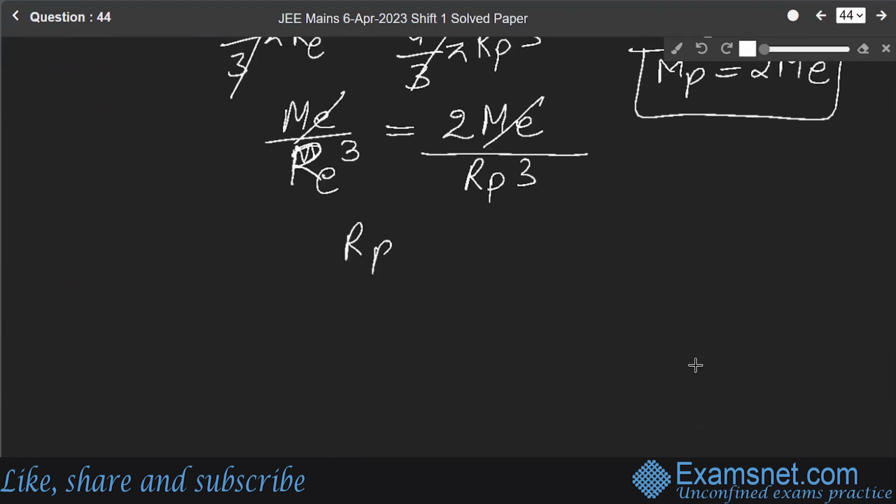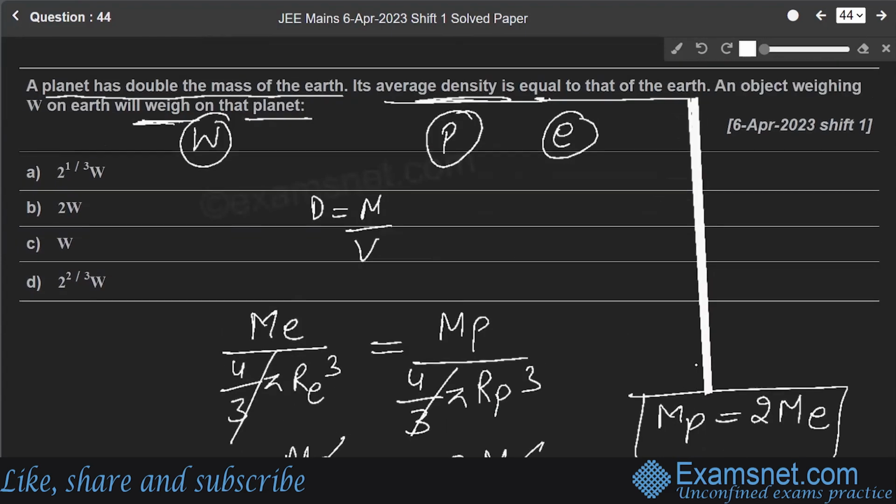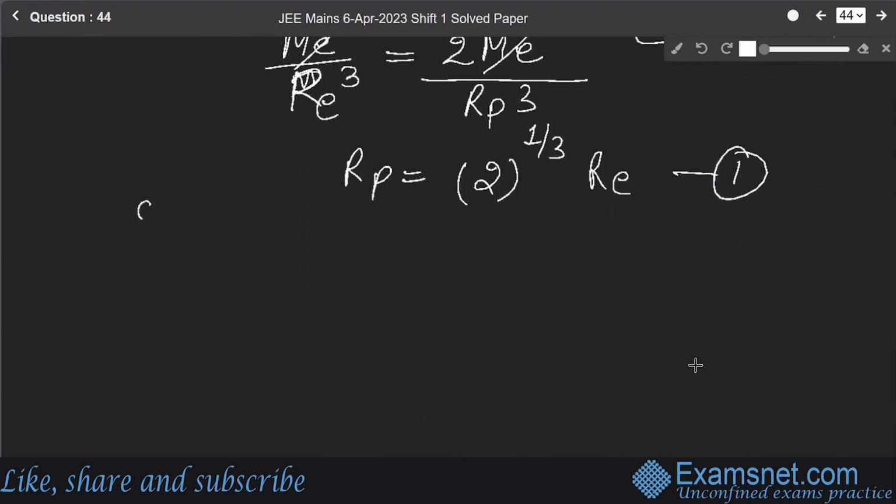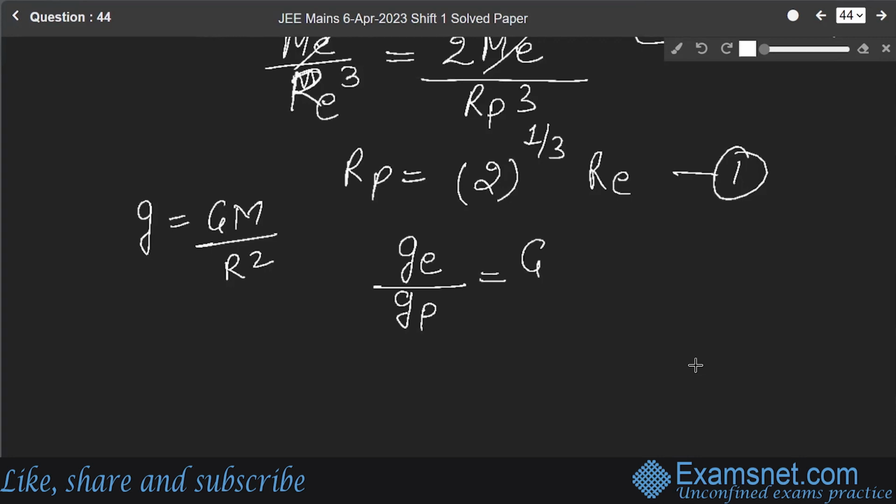So RP will be equal to 2 raised to the power 1 by 3 RE. And since we have to find the weight W on that planet, using the gravity formula, g equals GM over R square. So g of Earth over g of that planet will be equal to G, the same on both planets, into ME over RE square, into the numerator GMP.